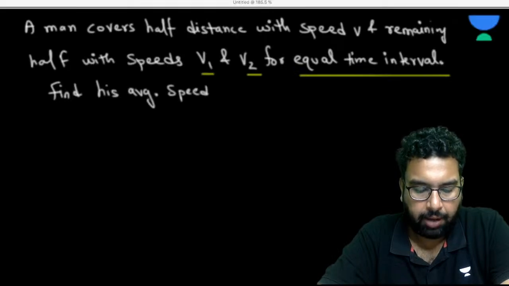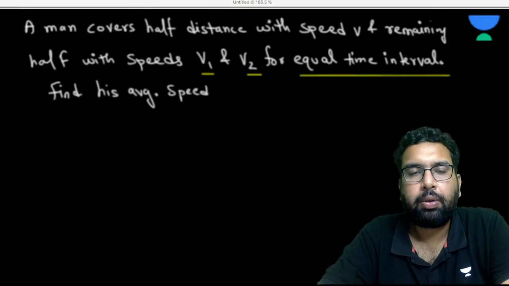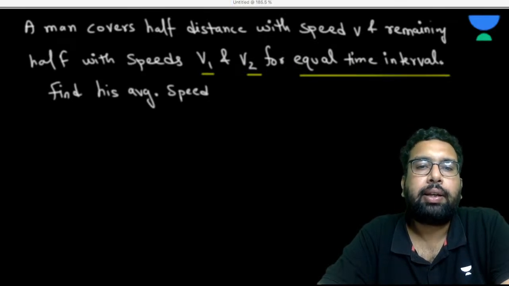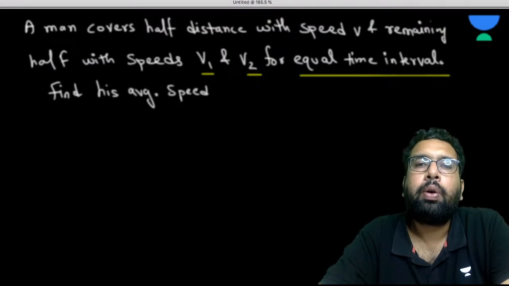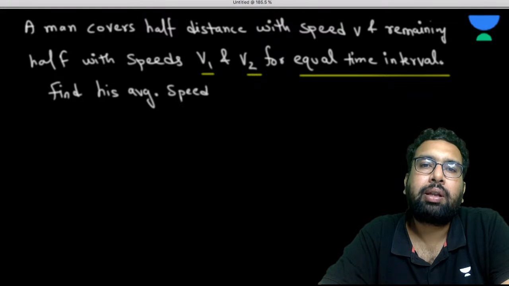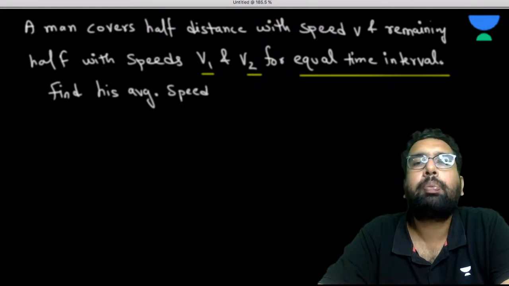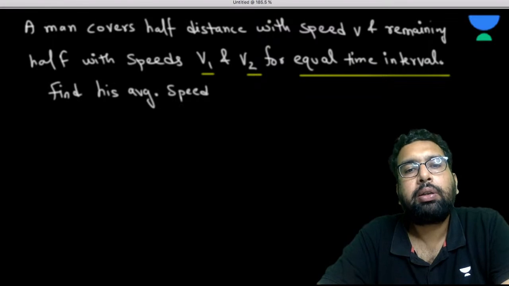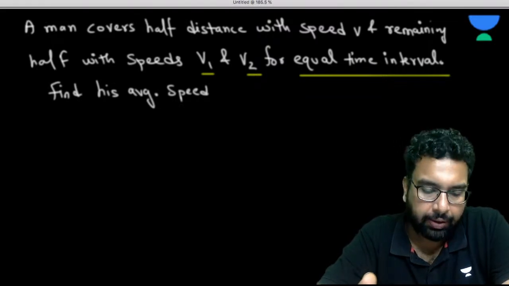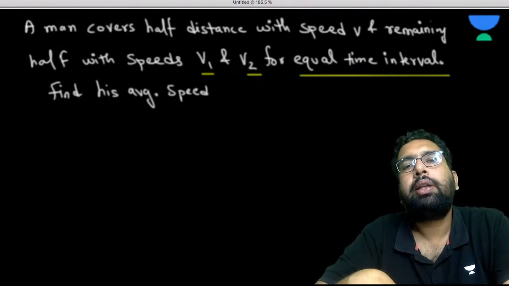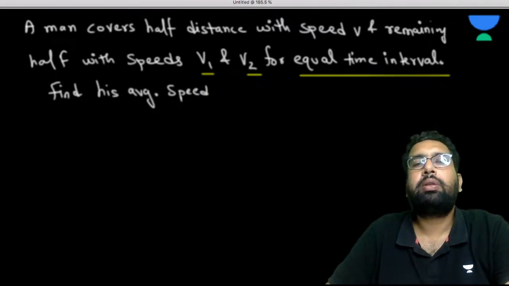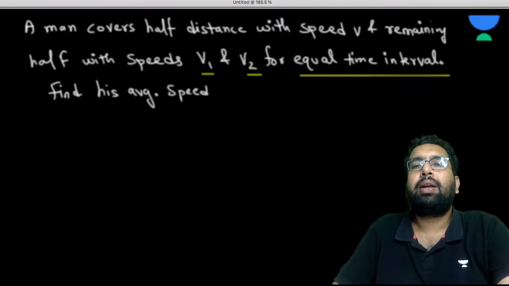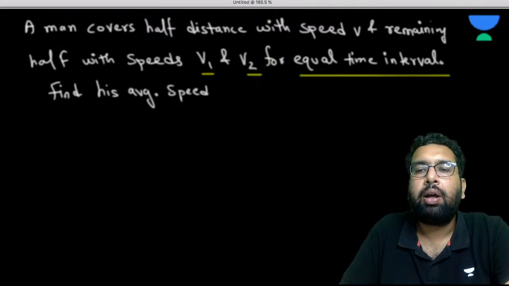Yeah, Bala, very good. Amit, Eki, can you guys also try? Now, in this case, this funda is not going to work. Why is it not going to work? Because here the same distances are not traveled at unequal speed, right? This is what is important in physics, that when to use what concept, that is the criticality. So it says a man covers half distance with speed v and remaining half with speeds v1 and v2 for equal time intervals. Find the average speed.